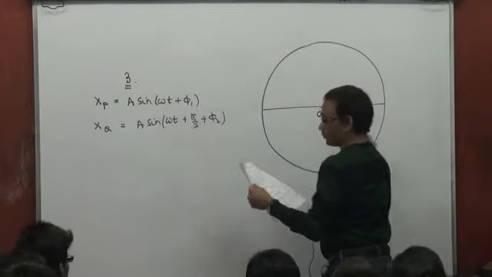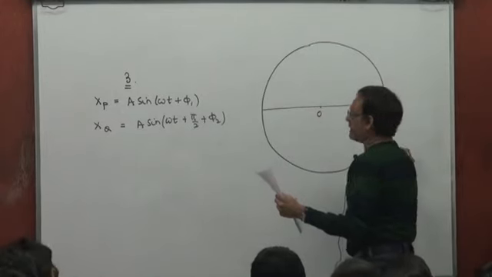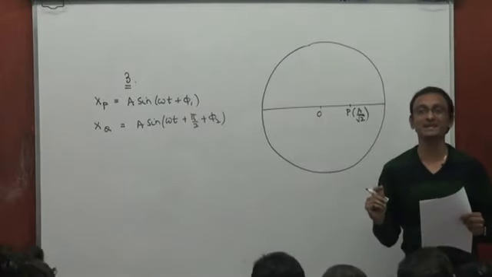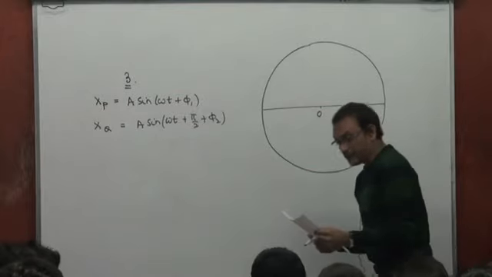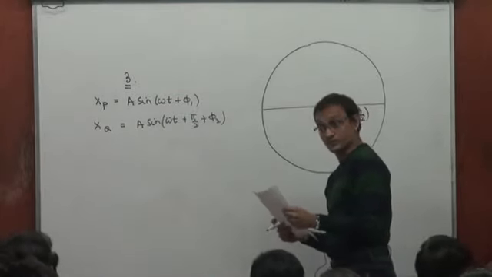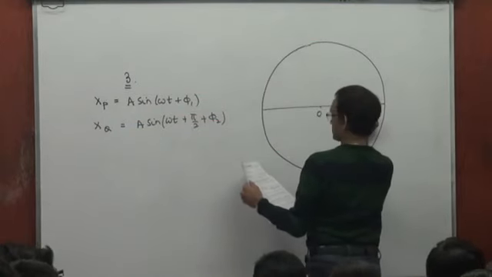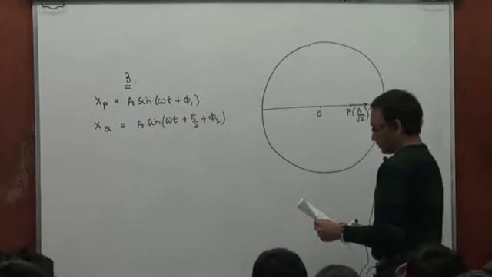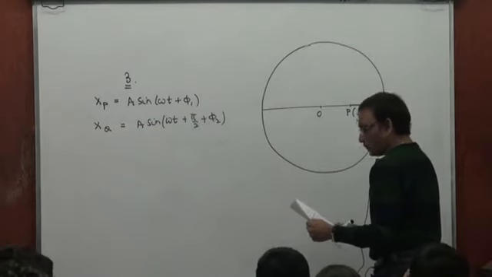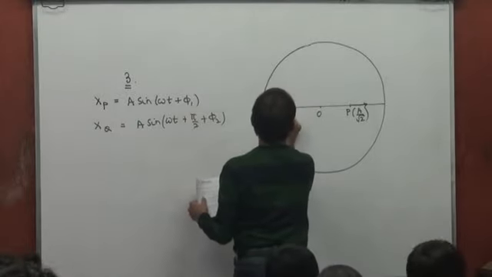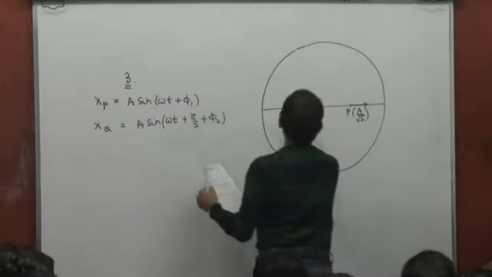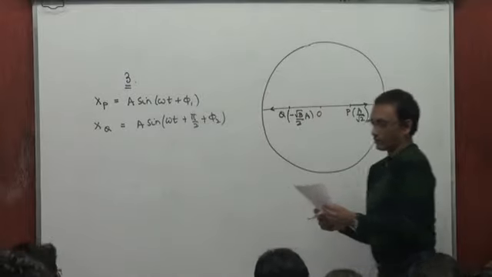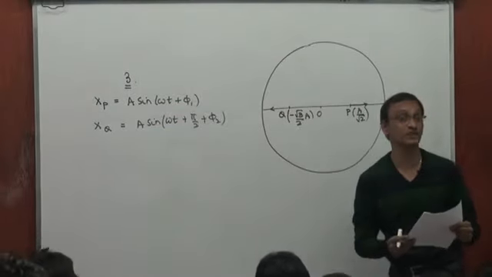Now, at time t equal to 0, the particle P is at x equal to a by root 2, and moving to the right from the mean position, while the particle Q is at x equal to minus root 3 by 2 into a, moving towards the left from the mean position, right?